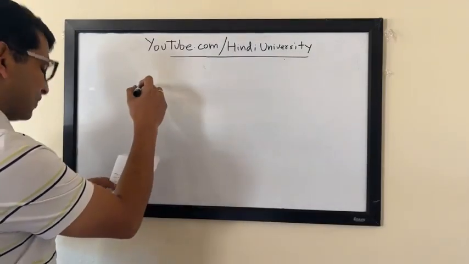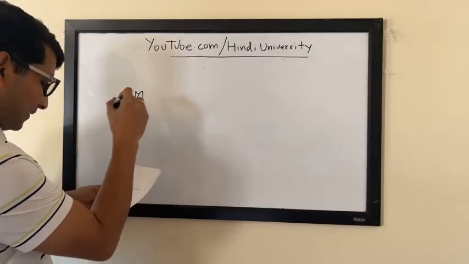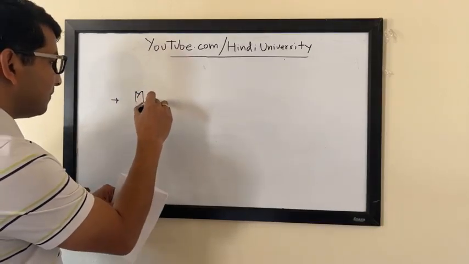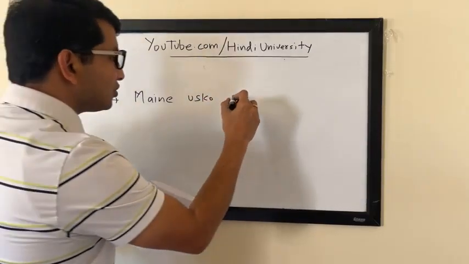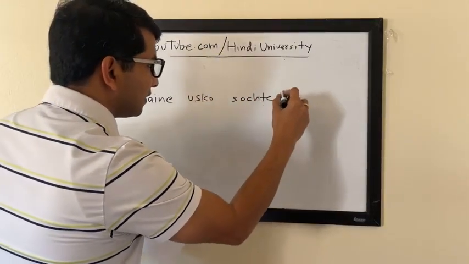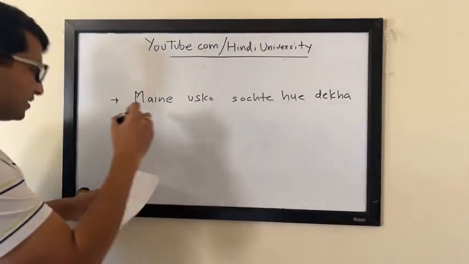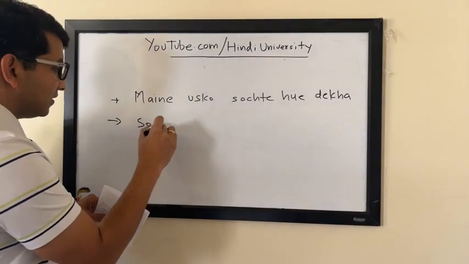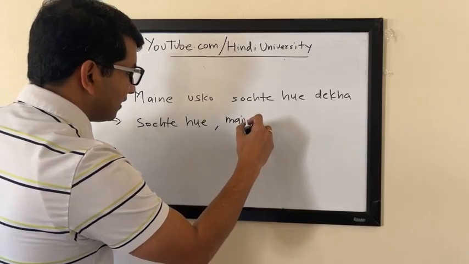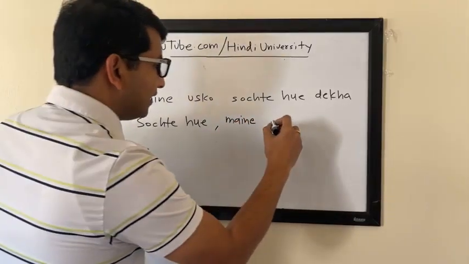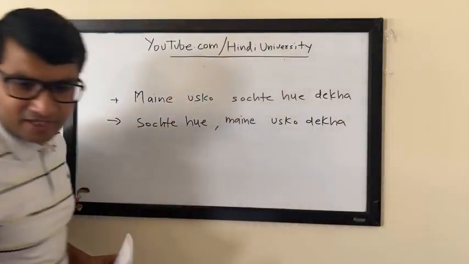So let's say this one, I saw him. मैंने उसको, I'll write down two more, okay? मैंने उसको सोचते हुए देखा versus सोचते हुए मैंने उसको देखा. Okay, who would like to go? Someone who has not had a chance yet.